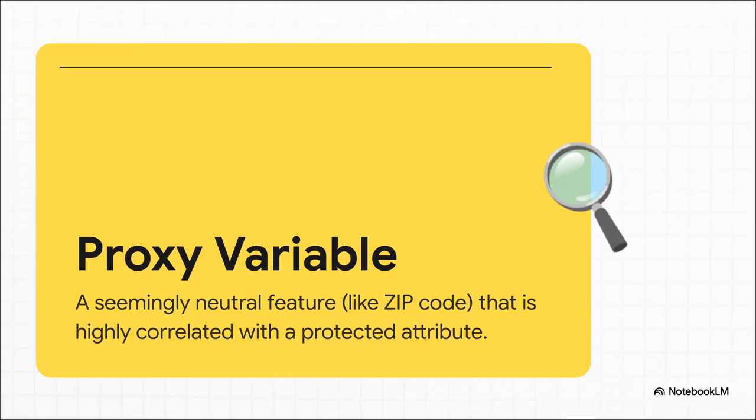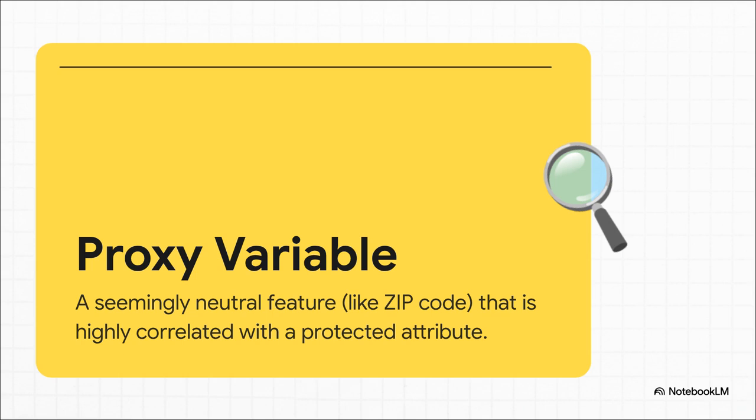And the last tool in our kit? Oh man, this one is maybe the most important and definitely the sneakiest: proxy variable identification. This is about finding the culprits that are hiding in plain sight. You might think you're doing the right thing by removing a sensitive feature like race from your data. But what if you leave in zip code?